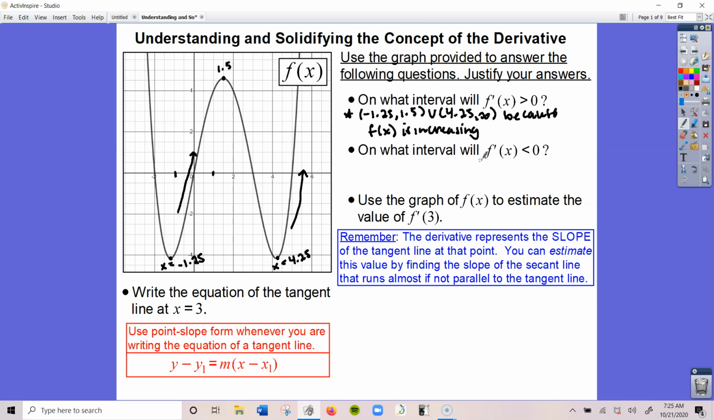Now, on what interval will f prime of x be less than 0? So that means that my function will be decreasing. And if I look at my graph, I'm just going to switch colors here, we can see that it starts to decrease from the very beginning, so from negative infinity, and then it decreases again in this area of the graph. Therefore, f prime of x will be less than 0 from negative infinity until negative 1.25, union 1.5 to 4.25. And this would be because f of x is decreasing.